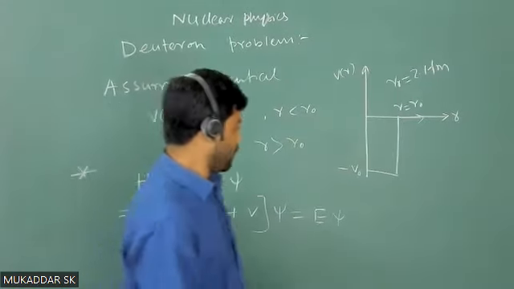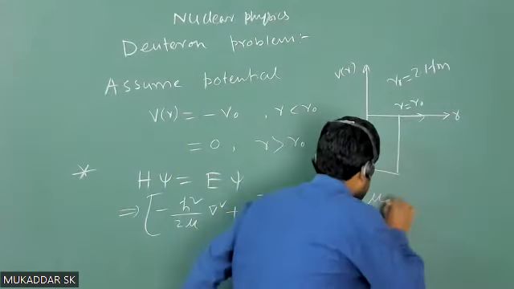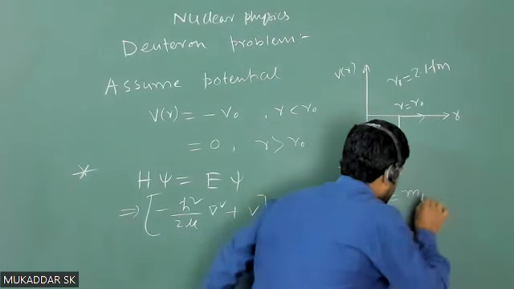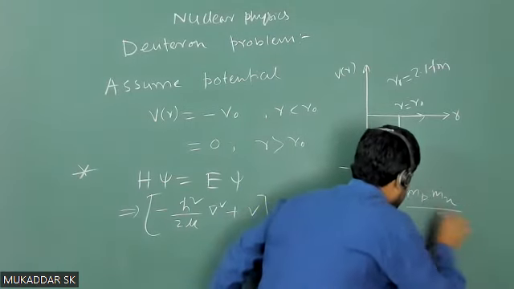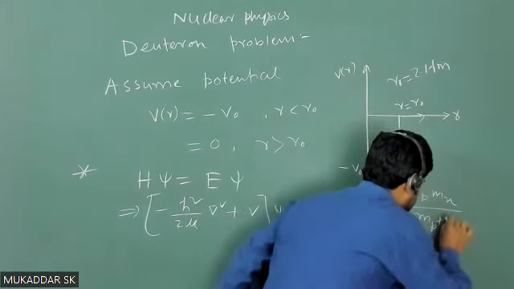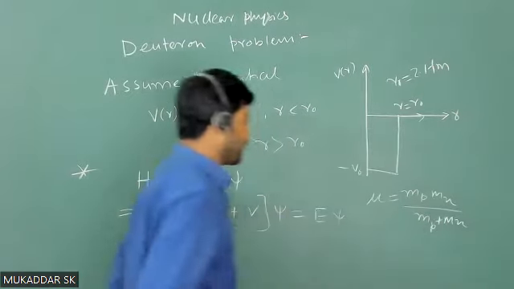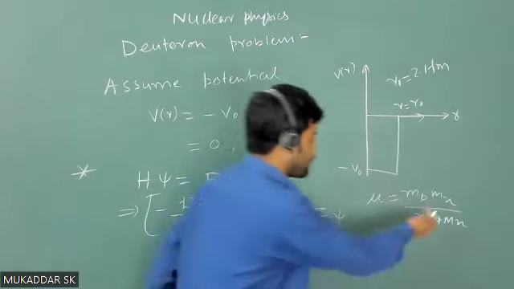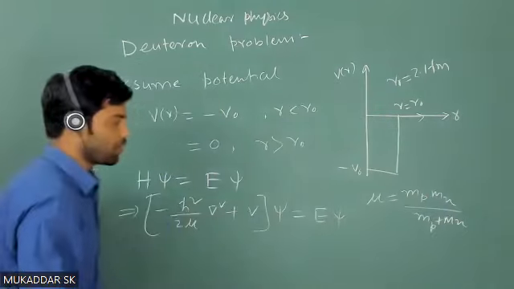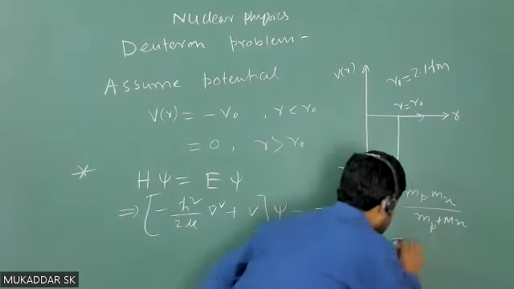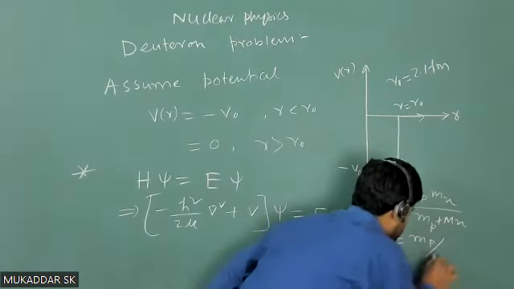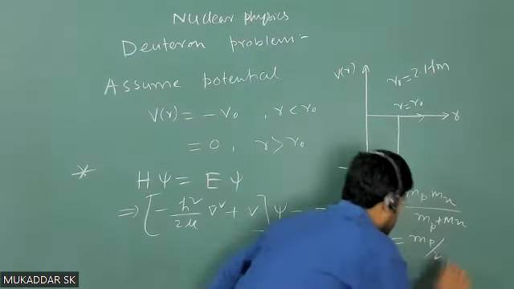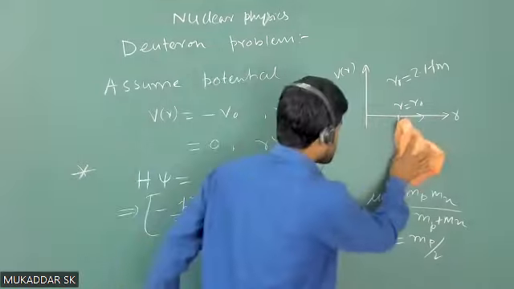If you have a Deuteron system, then the reduced mass will be how much? It will be mp into mn divided by mp plus mn. Here I'm taking a reduced mass, and you also know that the mass of a neutron is almost close to the mass of a proton. We substitute it, and you'll get the reduced mass, that will be mp by 2. But why am I taking reduced mass? This is interesting actually, because this is a two-body problem.